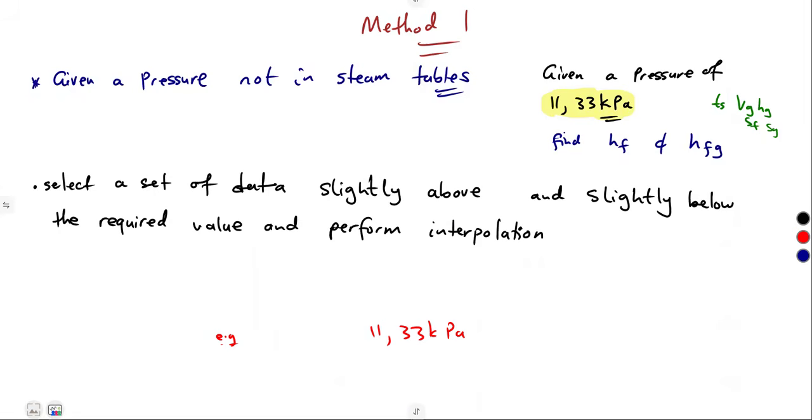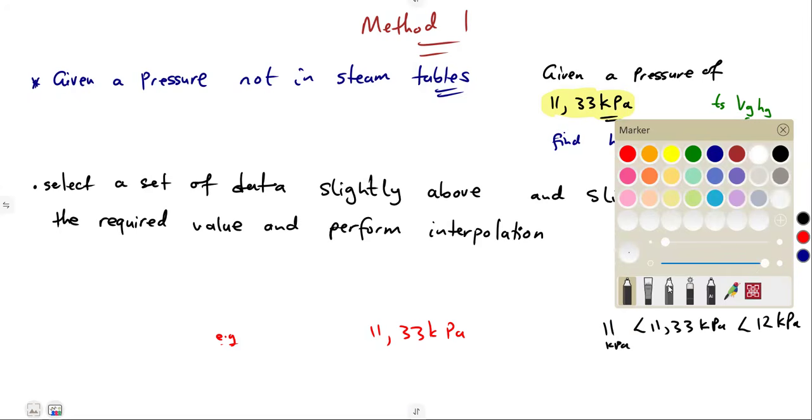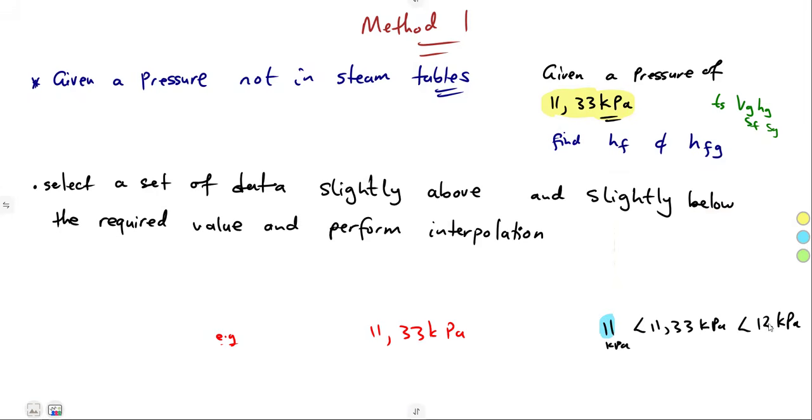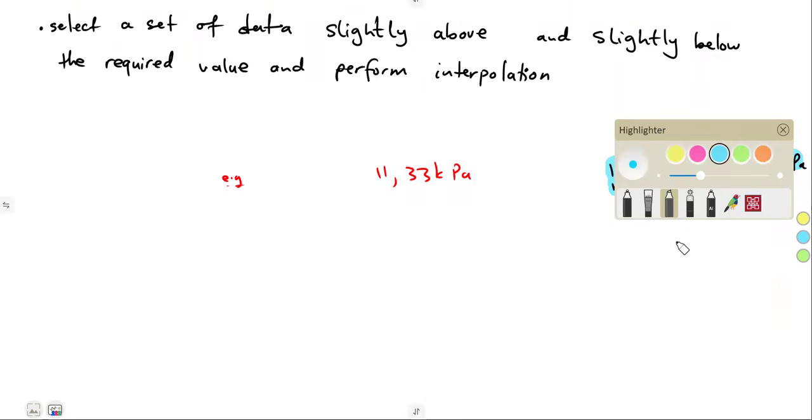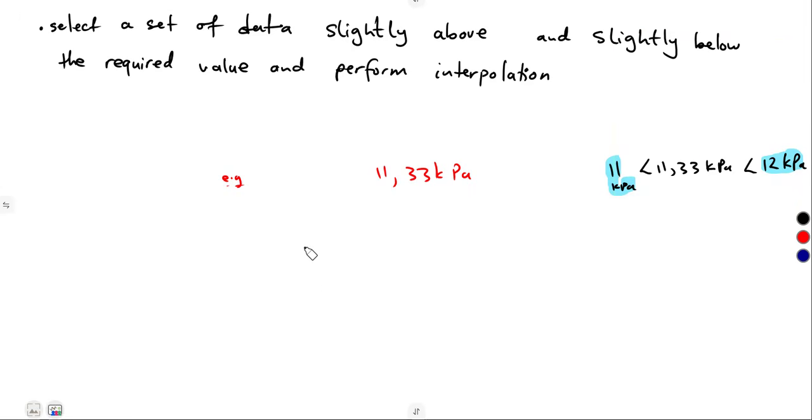So this is what I'm trying to say. 11,33 kilopascal is actually greater than 11 kilopascal, but less than 12 kilopascal. So these are the boundaries that we are going to use in terms of the pressure. Using this method, you are going to draw a triangle from the given pressures, so you're going to have something like this.